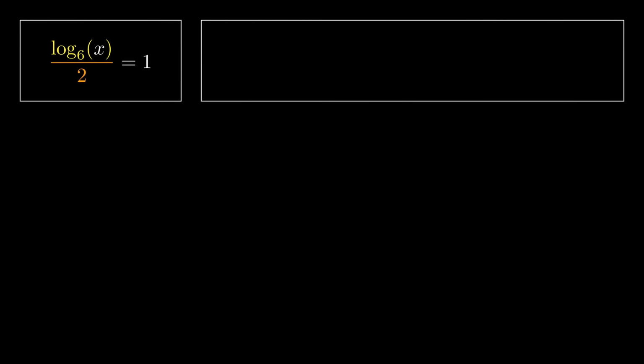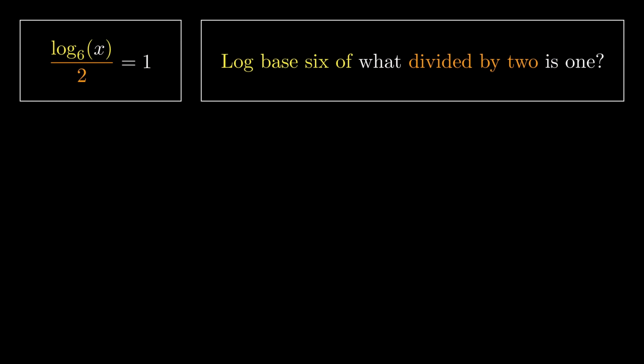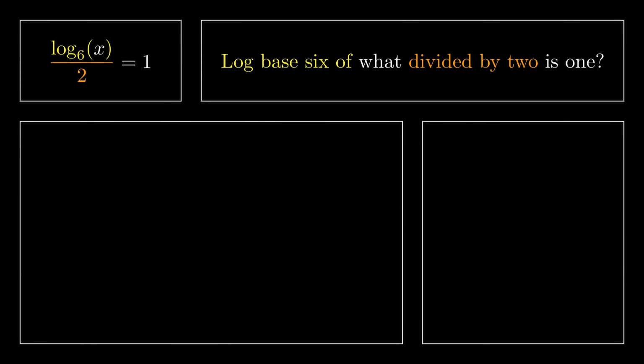Example 8 with a logarithm base 6 and dividing by 2 here. So this reads log base 6 of x divided by 2 equals 1. As a question, we're trying to answer log base 6 of what divided by 2 is 1. So we start with some number here that we don't know what it is yet. We call it x. If we pass that through the log base 6 and then divide that by 2, according to this equation, we'll end up with a 1.